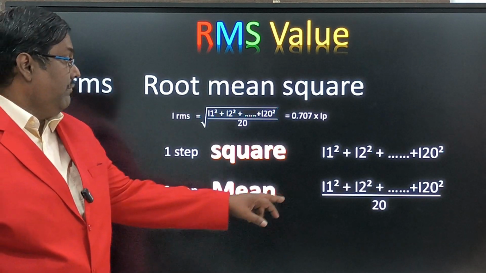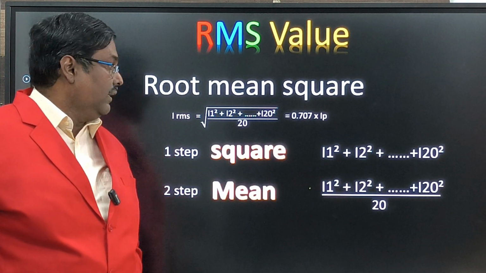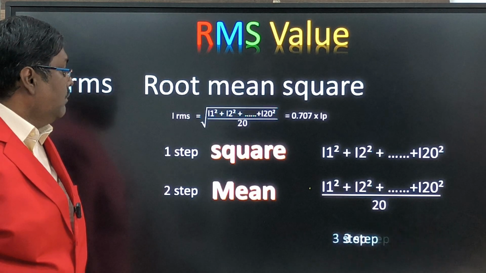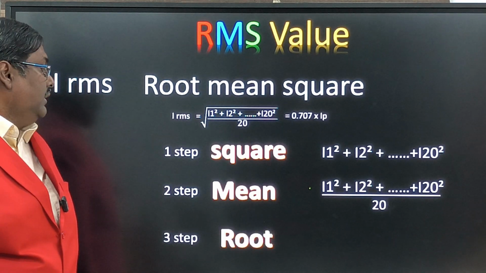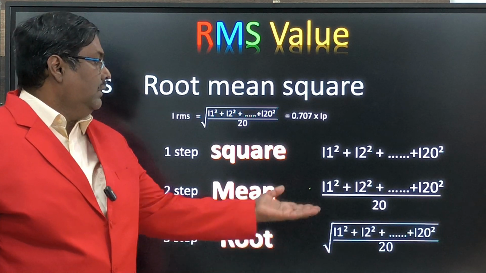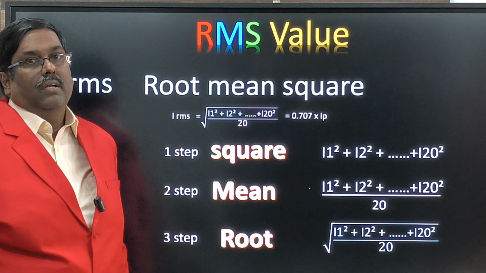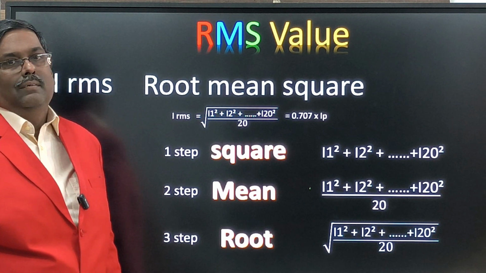Okay, but we didn't take I1, I2, we took I square. So we had to cancel this square. For cancelling this square, you have to make it root. Root means square root. So this is the method to calculate the RMS value, but you need not calculate.